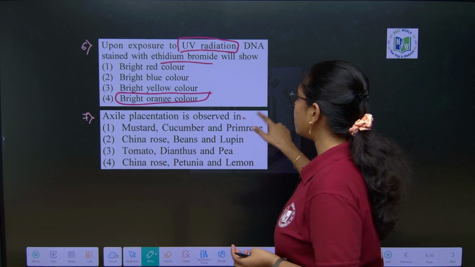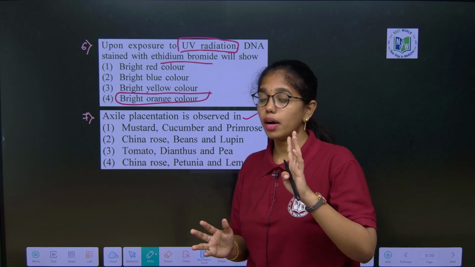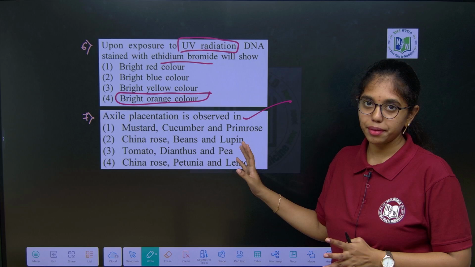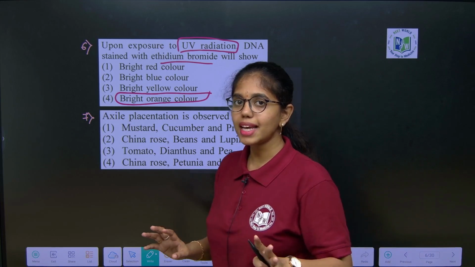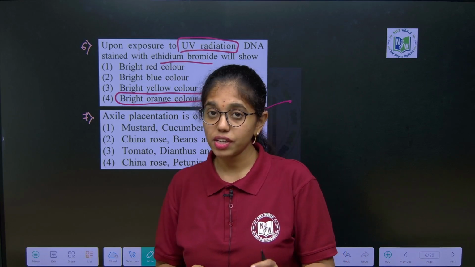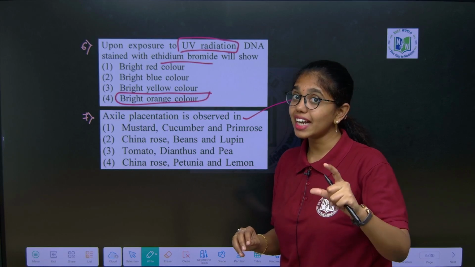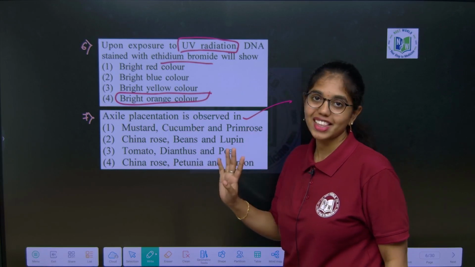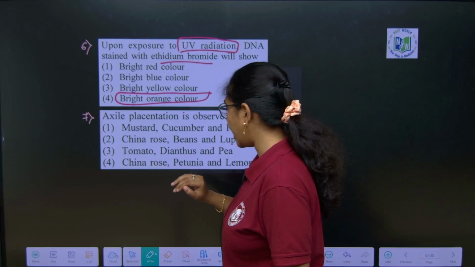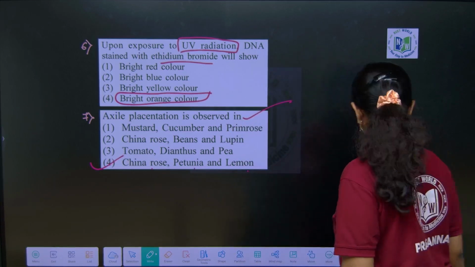And then axial placentation. Of course, we all know we will definitely get one, definitely two questions from morphology of flowering plants with respect to the examples. All the examples of vegetative and especially floral characters, placentation, aestivation, you will definitely get questions from examples. In our channel, in shorts, you can clearly see the memory hacks to remember all the examples. Just go through it once, okay. So axial placentation is observed in China rose, petunia and lemon. Option 4 is the correct answer.